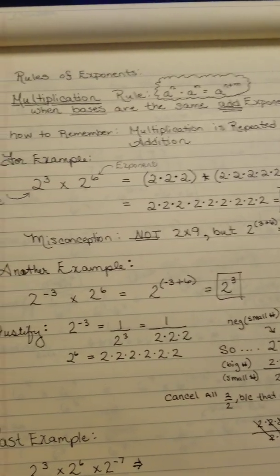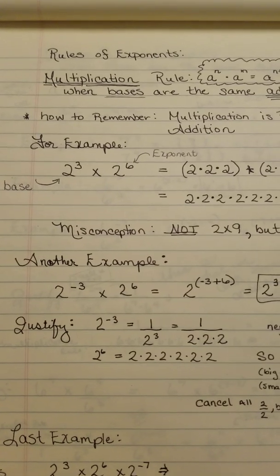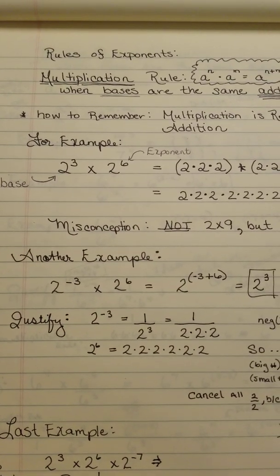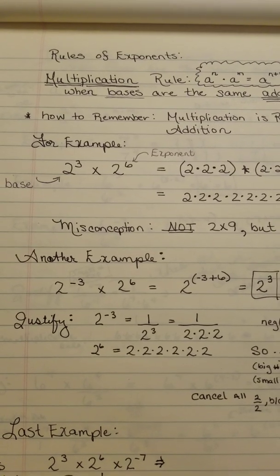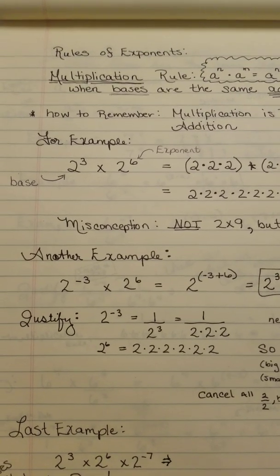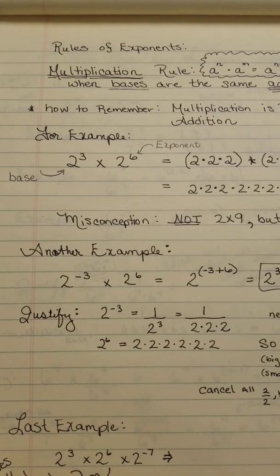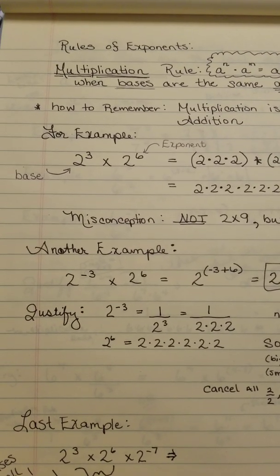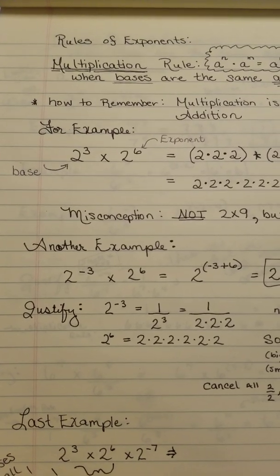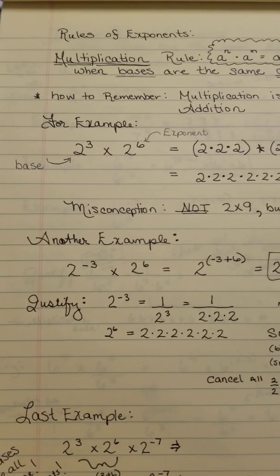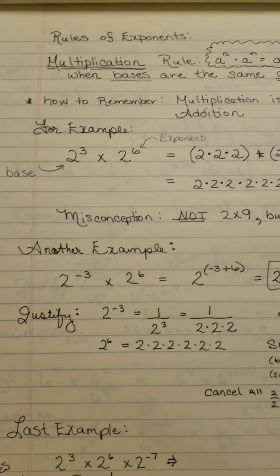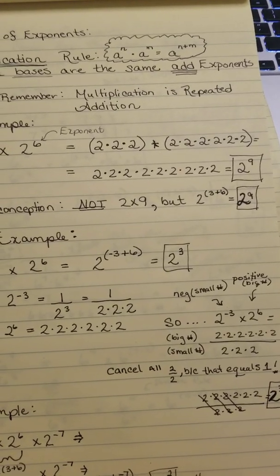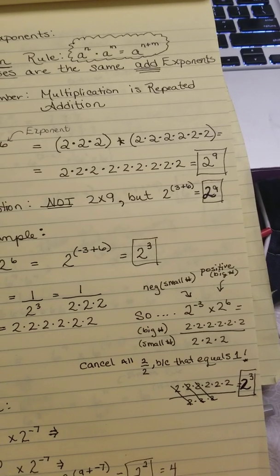A lot of times kids, when they see this, 2 to the third times 2 to the sixth, they will think it is 2 to the 2 times 9, or 2 to the third plus 6 is 2 to the ninth times 2. They add another 2. No. It is just 2 to the ninth. 2 to the 3 plus 6 is 2 to the ninth.